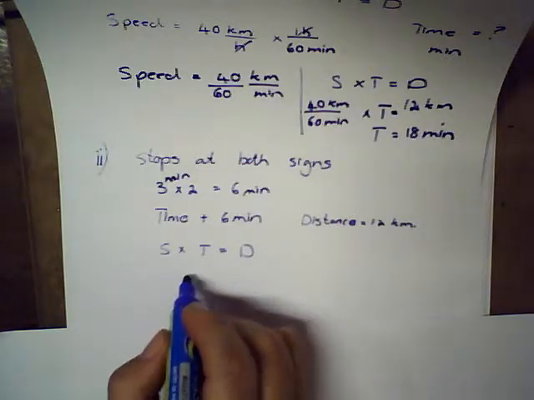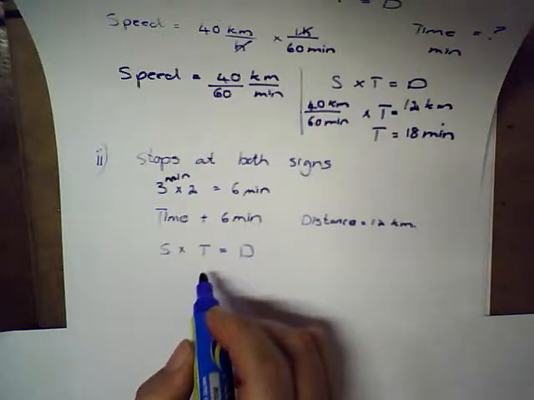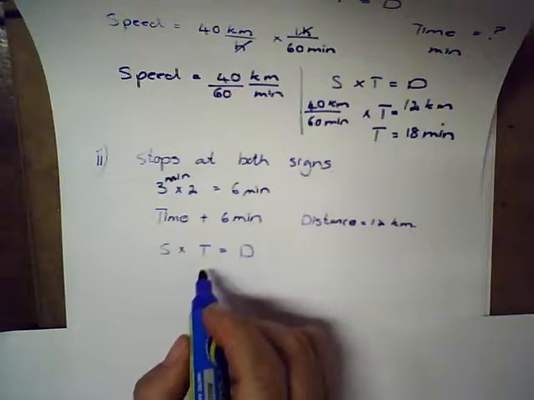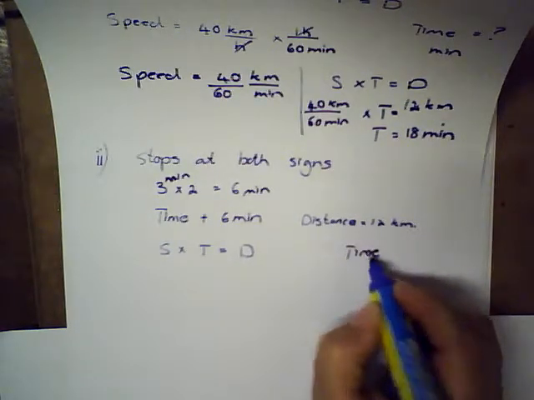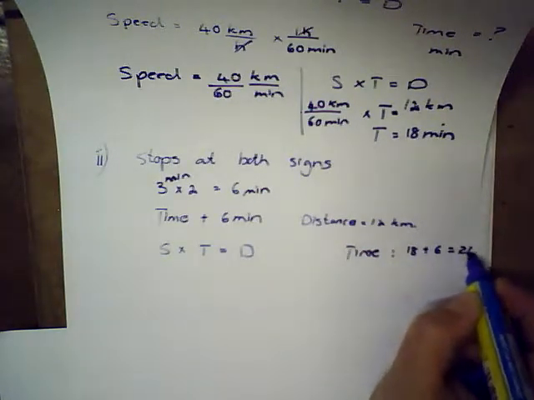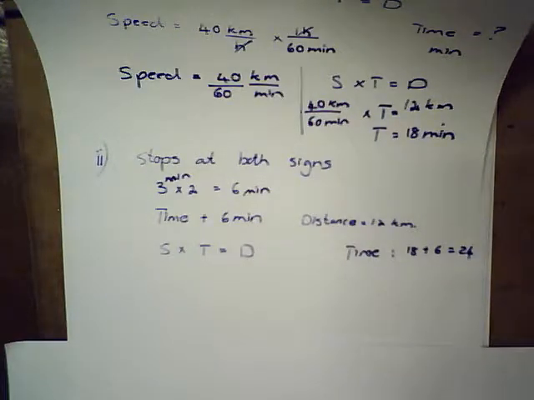So speed times time would now be 18 plus the 6 minutes. That would give us 24 minutes. So let's just write it down. Time would be 18 plus the 6. That would give us 24 minutes. And we can start calculating it.